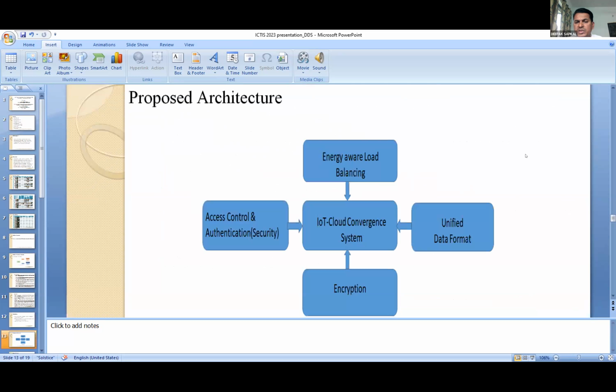This is the proposed architecture involving the unified data format, energy level load balancing, access control and authentication, and encryption, which I told about in the MQTT.